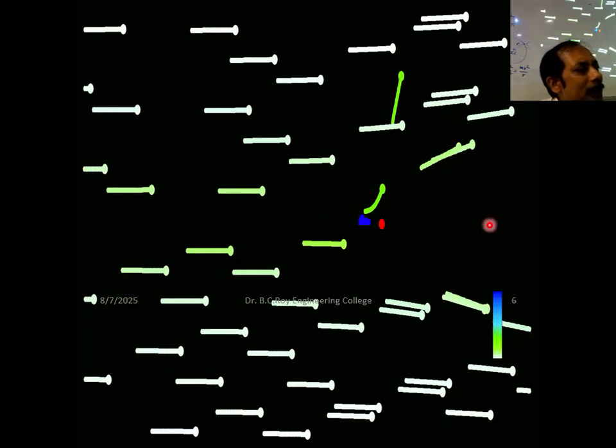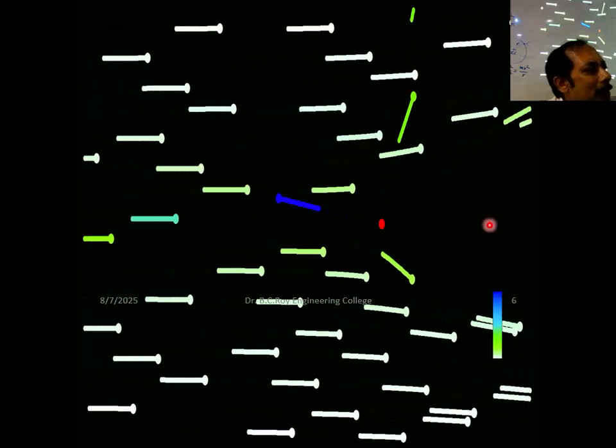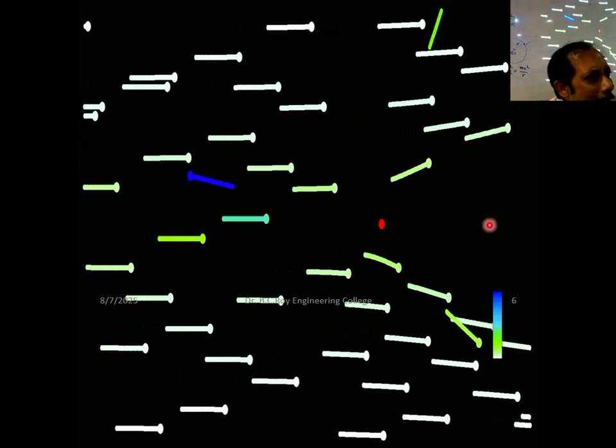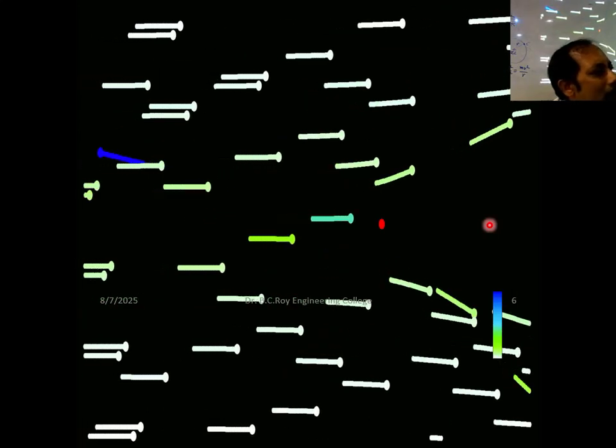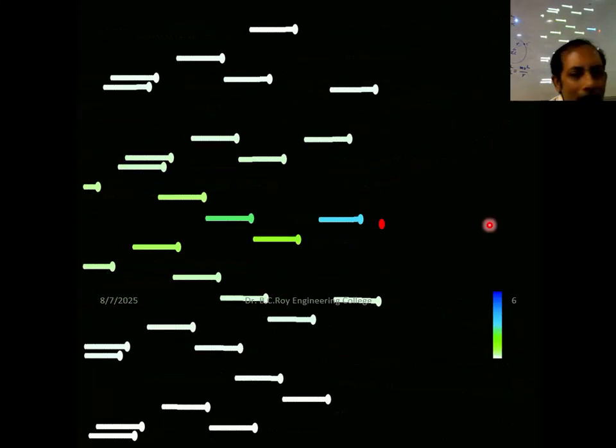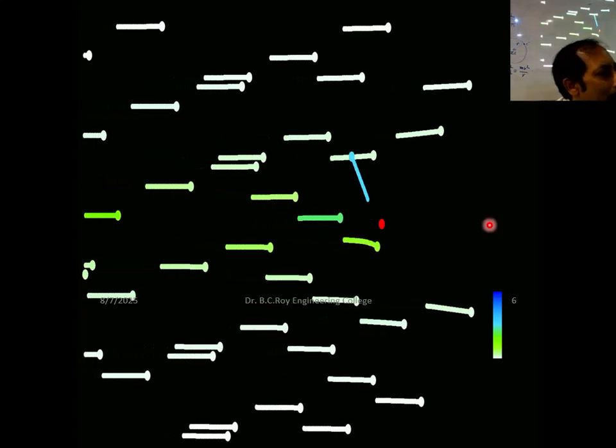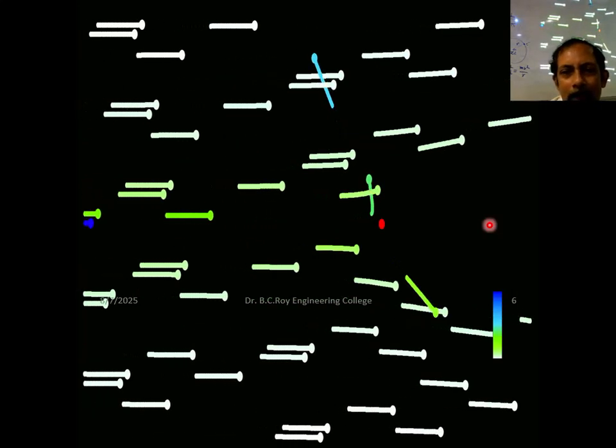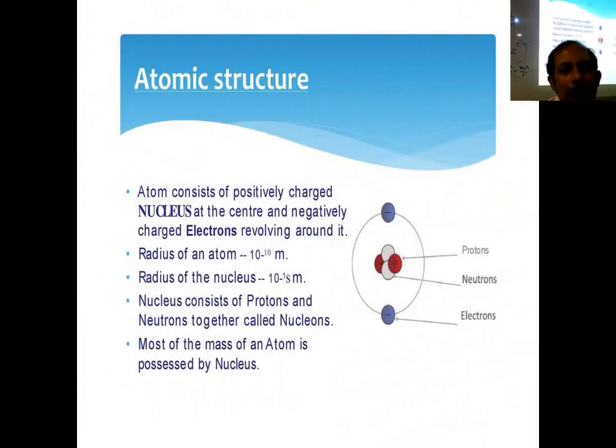Because most of the places are empty. There is only some positively charged center there. This positive charge collected together is the nucleus. We call it the nucleus afterwards. After this experiment only, the name nucleus was given. So this is it, and some conclusions were also drawn out of that.